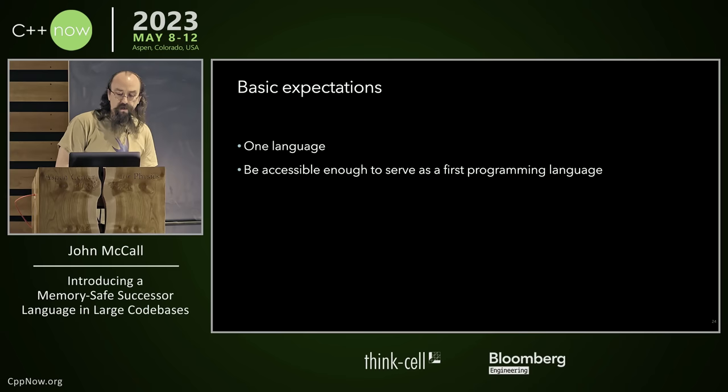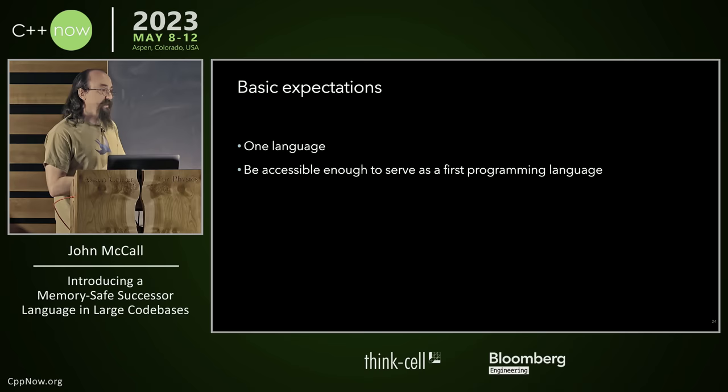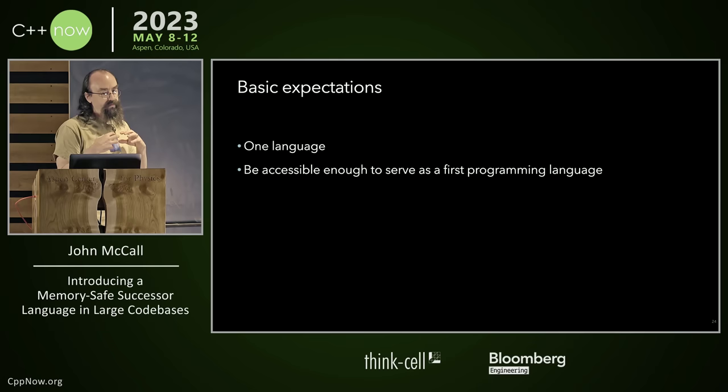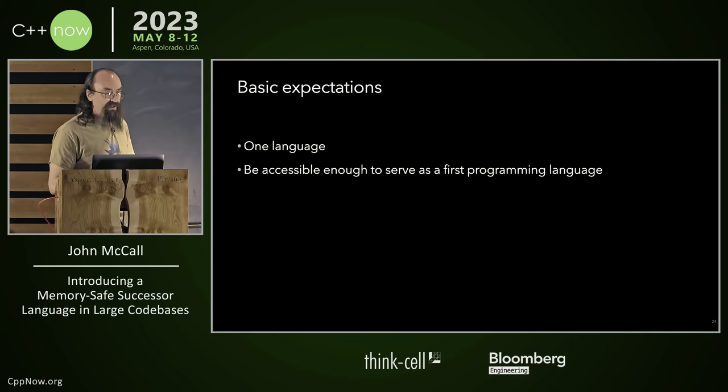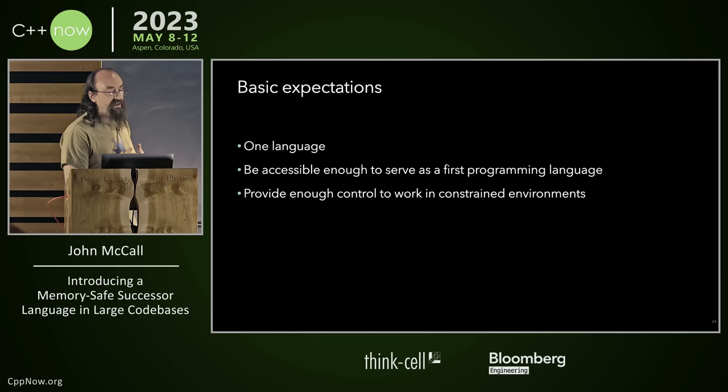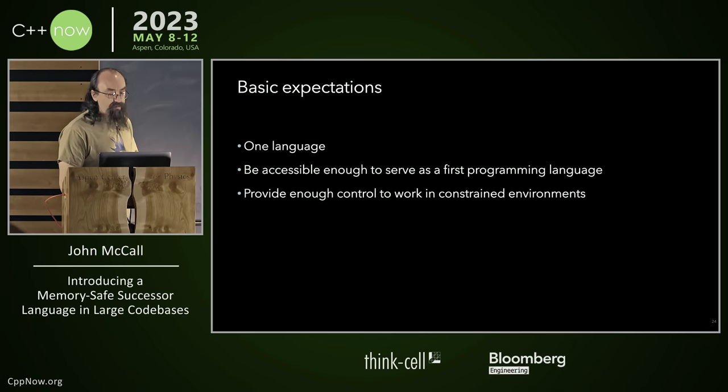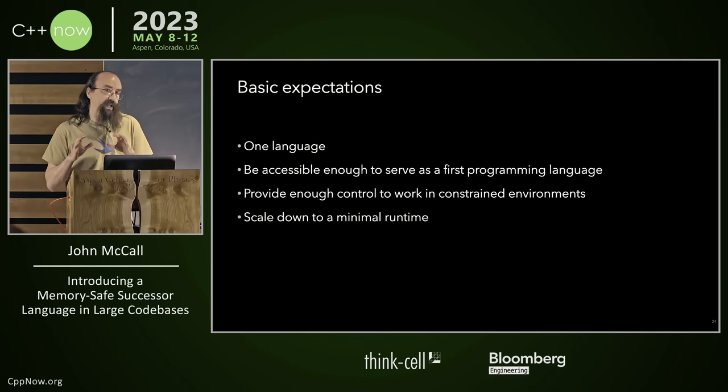Second, we really want that successor language to be accessible enough to be usable as a first programming language. A lot of people coming into our platform are coming in to make an app, something like that. They often are not experienced programmers. We want people to be able to come in and maybe learn to program in Swift, right? At the same time, of course, if we're going to fit into things like the kernel or coprocessor support code, we have to provide enough control to work in environments like that. And that means, in particular, that we need to be able to scale down to a minimal runtime. We can't have a virtual machine. We can't have a heap scanning garbage collector or anything like that.